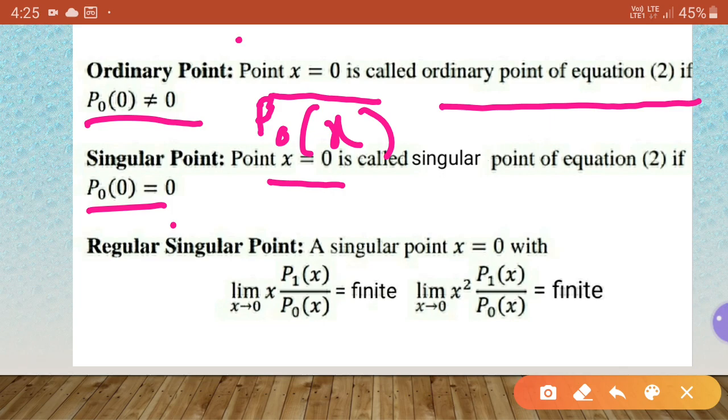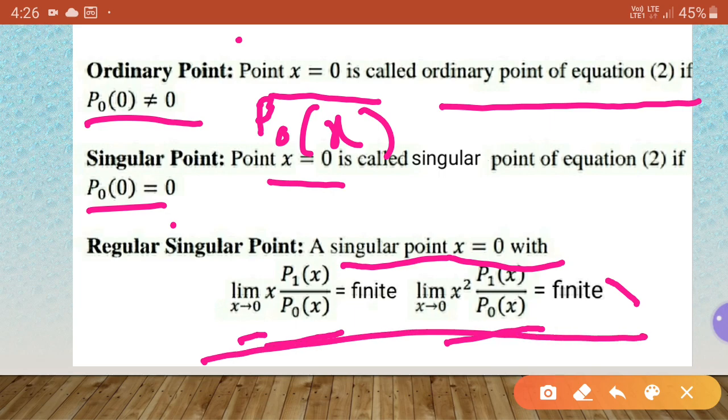Then, what is a regular singular point? A regular singular point means a singular point x equal to 0 with the conditions: limit x tending to 0 of x into p1x by p0x is finite, and x square into p1x by p0x is finite. If both the limits are finite, then x equal to 0 is called a regular singular point. Otherwise, it is only a singular point if p0 of 0 is equal to 0, and it is an ordinary point if p0 of 0 is not equal to 0.